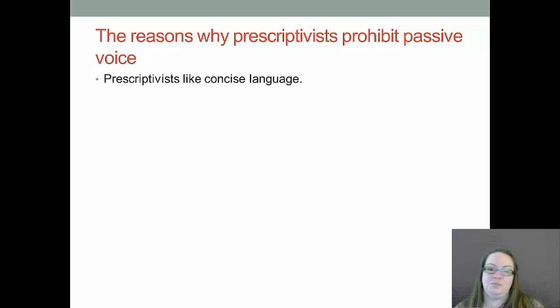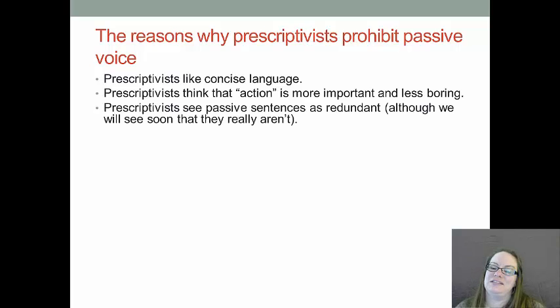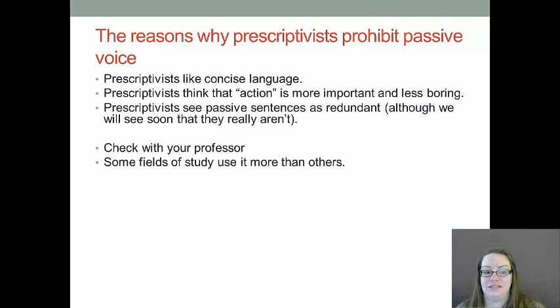Okay, so prescriptivists prohibit passive voice because they like concise language. They think that action is more important and less boring, and they see passive sentences as redundant. I would disagree with that. You should always check with your professor about how they feel about passive sentences because some fields of study use it more than others. At the end of this presentation, we'll see a little bit how they're used in the sciences. So passives are really important to some fields of study. So professors disagree on whether or not they should be used.